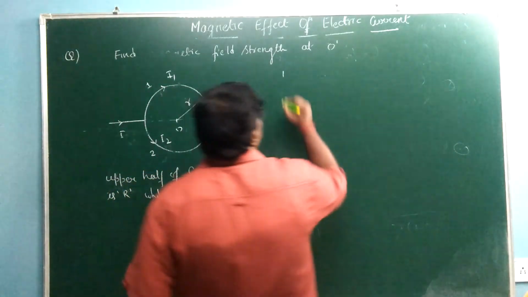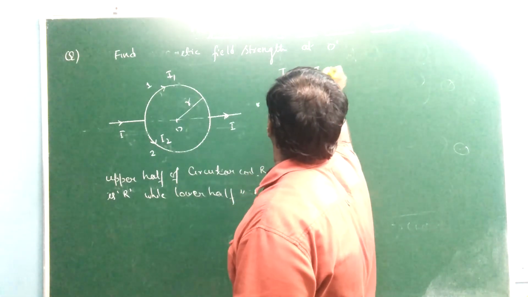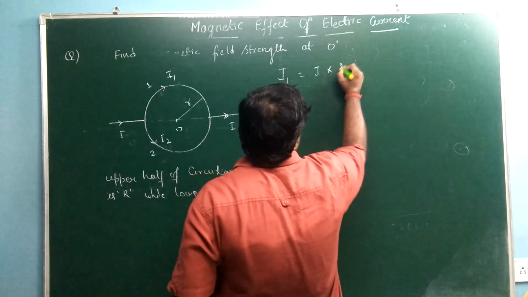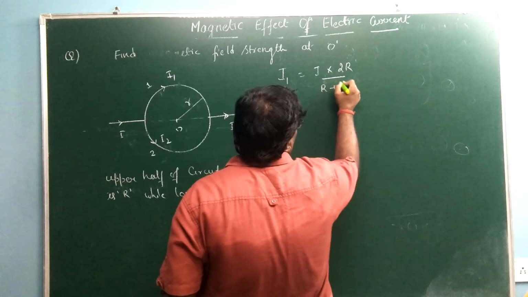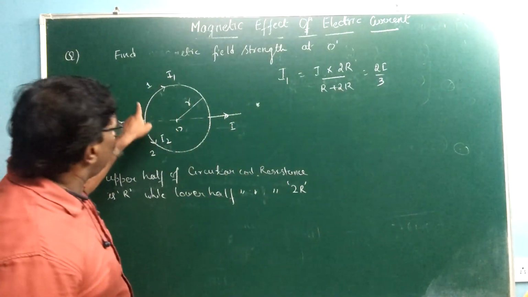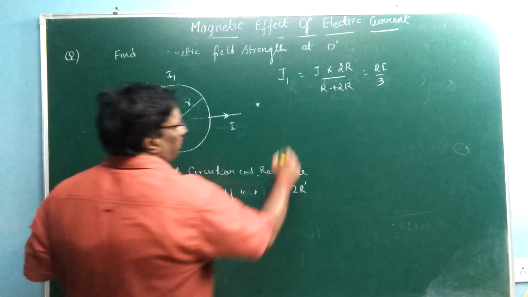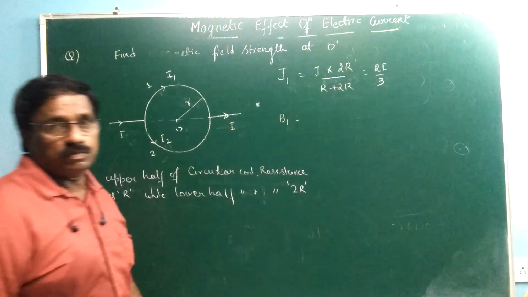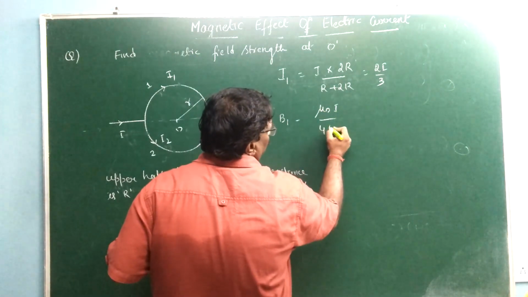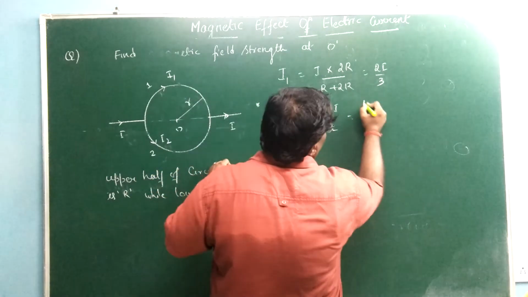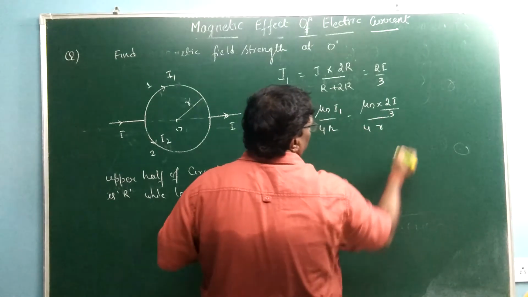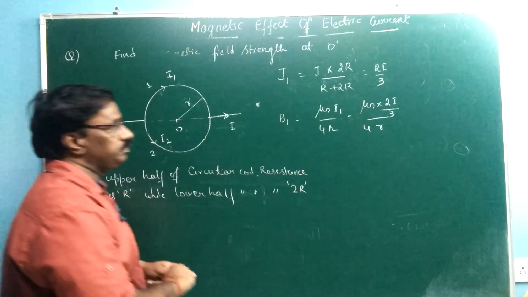You know how to calculate I1. So I1 is I into opposite resistance. What is the resistance of this? 2R. So 2R by R plus 2R, it becomes 2I by 3. So the upper half has current of 2I by 3. So the field because of the upper half is B1 equals mu0 I1 by 4R. It becomes mu0 into 2I by 3 by 4R, and the field is into.